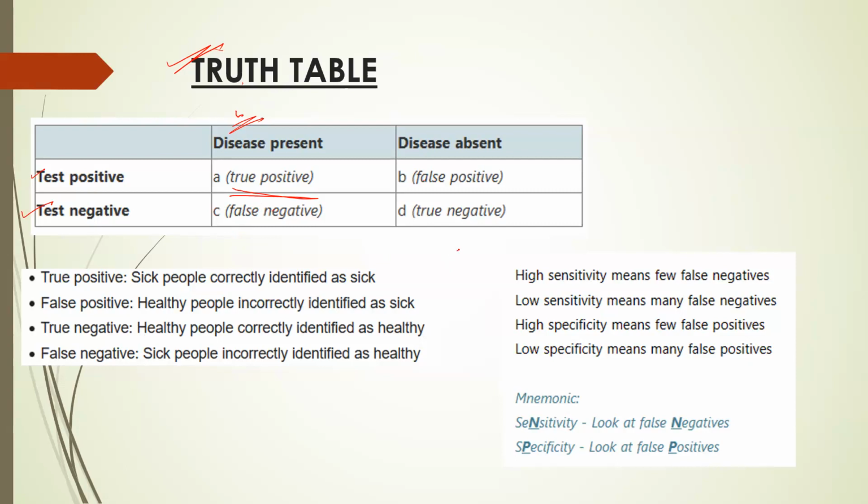basically, this is what we have to look at. True negative is when both the test is negative and the disease is negative as well. But false negative is when the test is negative in a diseased person.